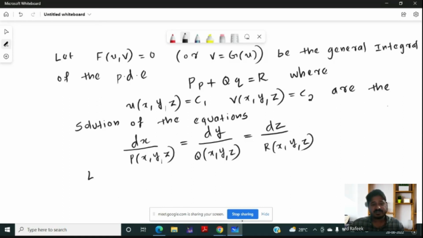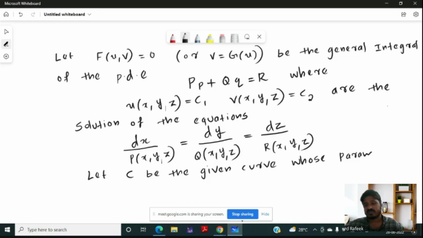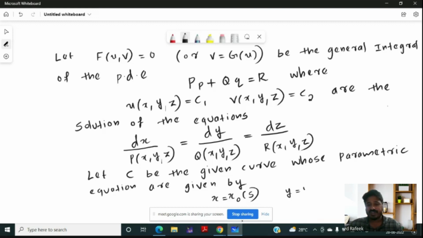Okay, let capital C be the given curve whose parametric equations are given by x is equal to x naught of s, y equal to y naught of s, where s is a parameter here, and z equal to z naught of s.